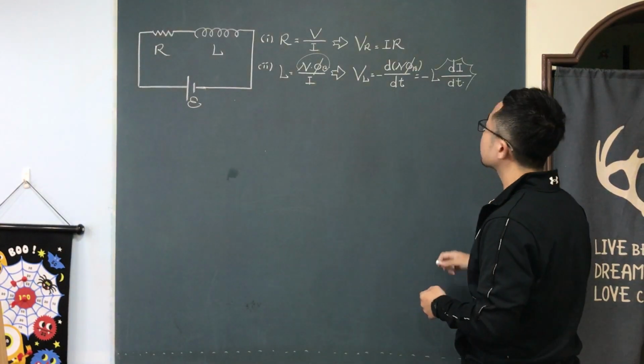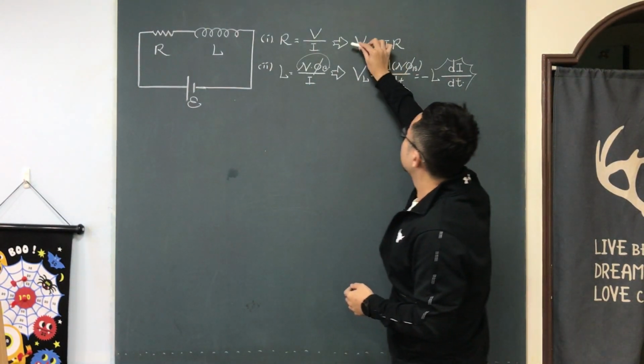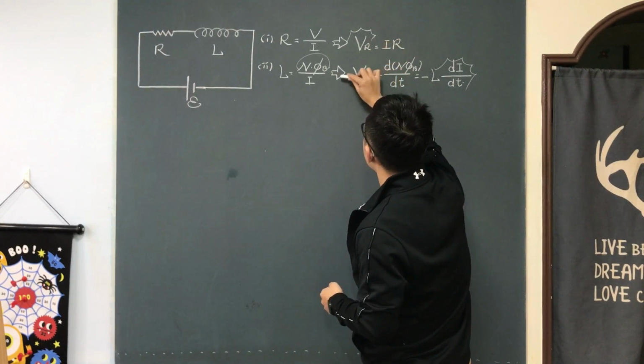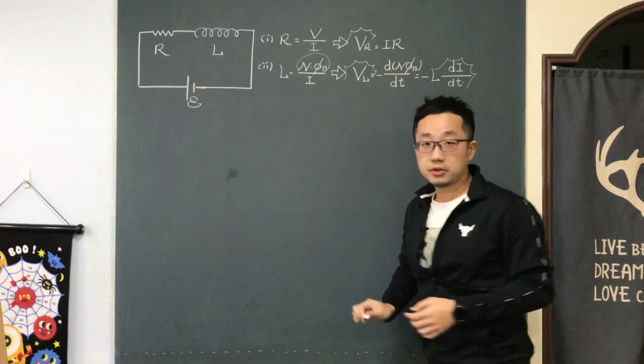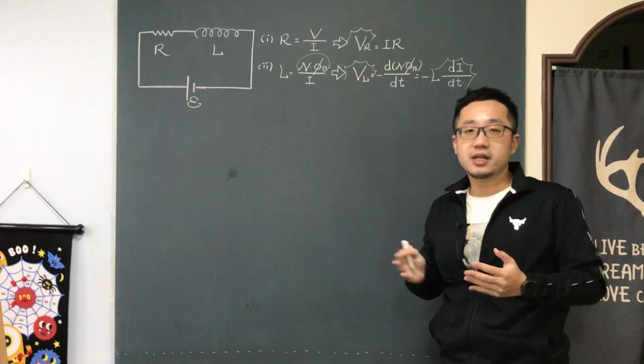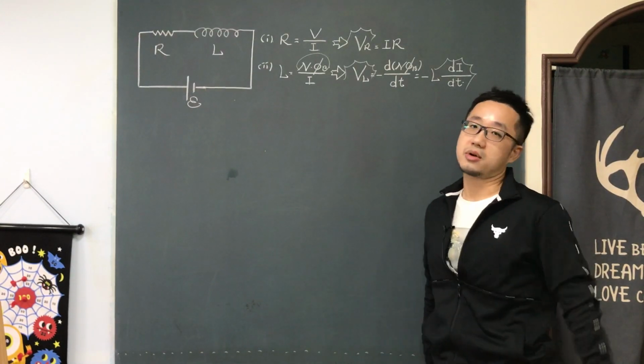Okay, let's keep going. So we now have the potential difference across the resistor and the potential difference across your inductor. Then that means we are ready to use Kirchhoff's law.